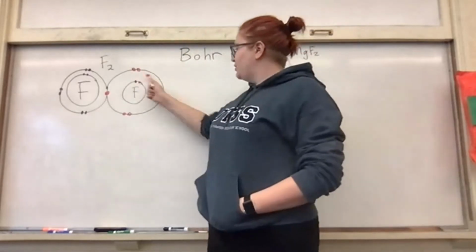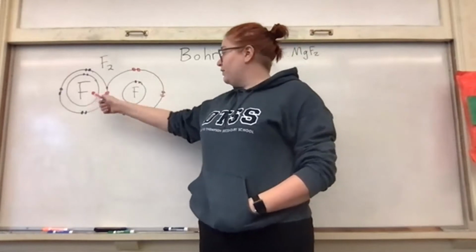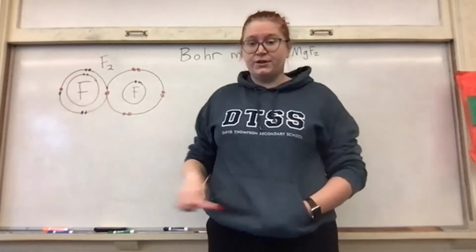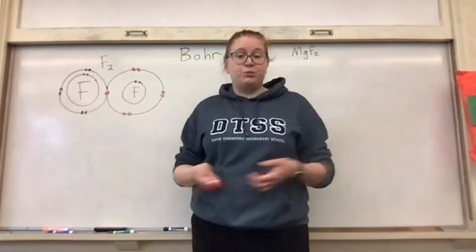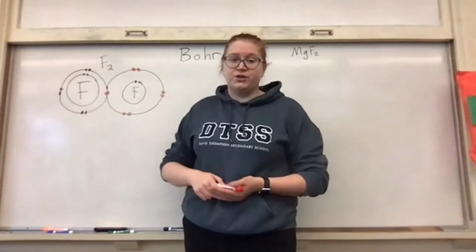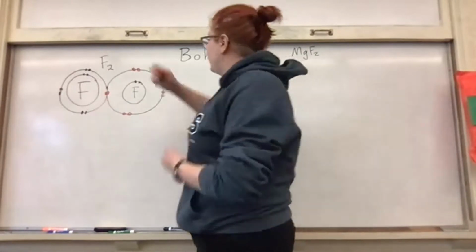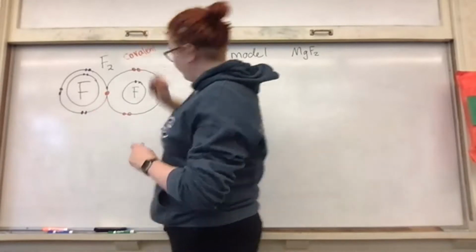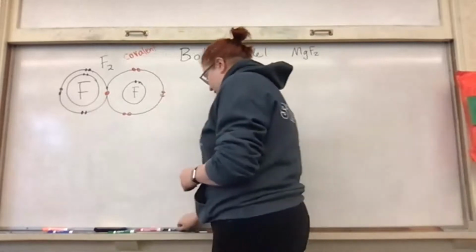See how there's still 1, 2, 3, 4, 5, 6, 7 valence electrons. And this one has 1, 2, 3, 4, 5, 6, 7 valence electrons. But this pair of valence electrons in the middle is being shared between both. So now both these fluorines are stable. And that's how you draw a covalent bond in a Bohr model. I'm going to show you 2 more examples, a little more complicated.